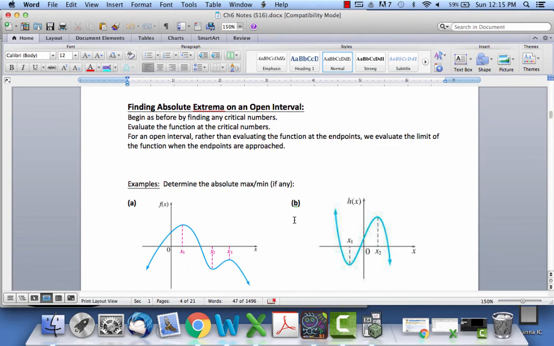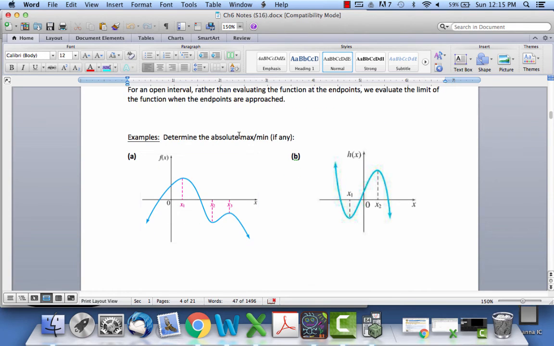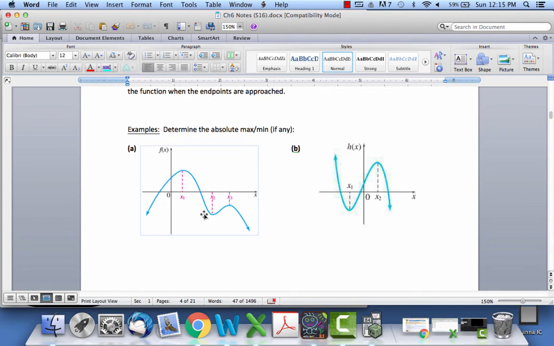So if we're going to look on an open interval for a max or min, then we still find any critical numbers and we still check the values there. But we have to look at the limit because we have no endpoints. So we have to look at, in this case, end behavior. If it's just on an open interval to an asymptote, then we have to look there at the asymptotes as well. So if we look at this, here's a max.